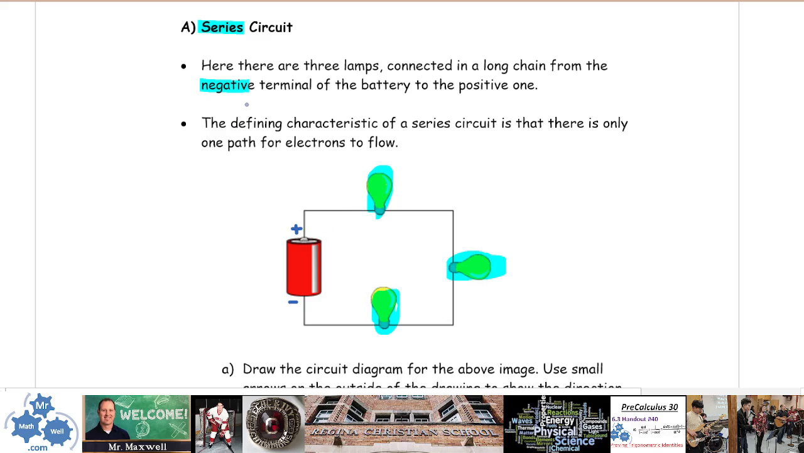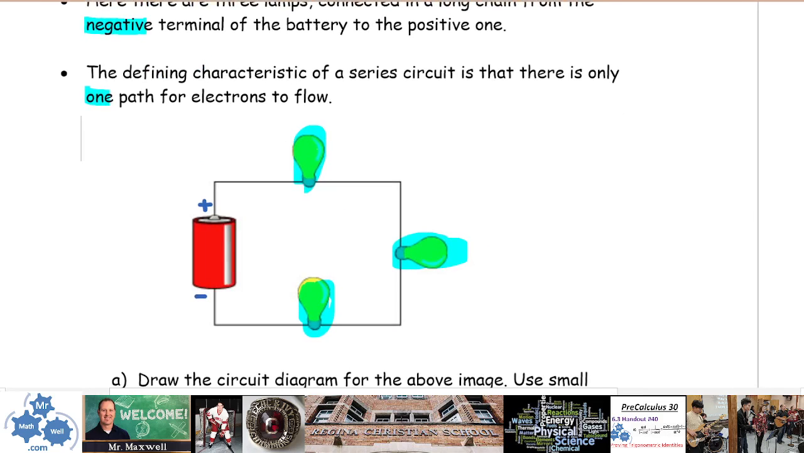Now, the defining characteristic of a series circuit is that there is only one path for the electrons to flow. Only one path. So you see as the electrons come out from the negative, right? The electrons are coming here. They only have one way to go. Boom. They hit the light, give it some energy, and they go around the path here some more. Boom. Hit this other light, give it some energy. And then these electrons are getting a little tired here by the third light. Boom, they give this a little bit of energy, and then they're finally back to get recharged in the battery. Okay? Finally back here. So one path for the electrons to flow.